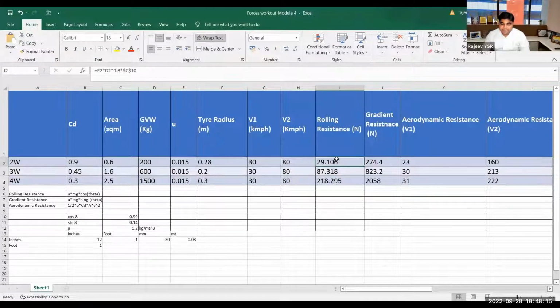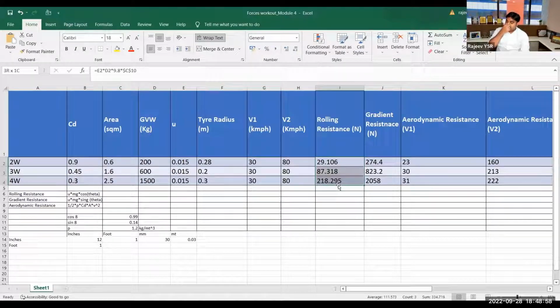For three-wheelers, the only thing changing is the weight. Mu is the same, cos theta is the same, and only the mass changes. So the rolling resistance acting against a three-wheeler is around 87 newtons. For four-wheelers, cos theta of 0.99 and mu of 0.015 remain the same, multiplied with 1500 kgs, it becomes 218 newtons as the rolling resistance acting against these two-wheelers, three-wheelers, and four-wheelers.